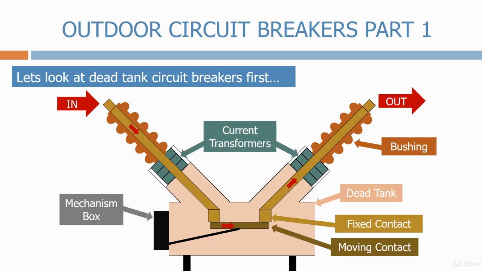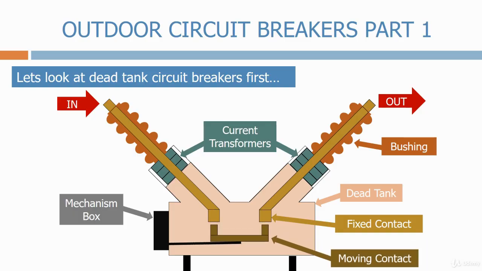Let's now open the circuit breaker. The mechanism box now operates linkages that move the contact downwards, disconnecting the electrical supply. The insulating medium then flows into the gap between the contacts, quenching any electrical arc that may form.